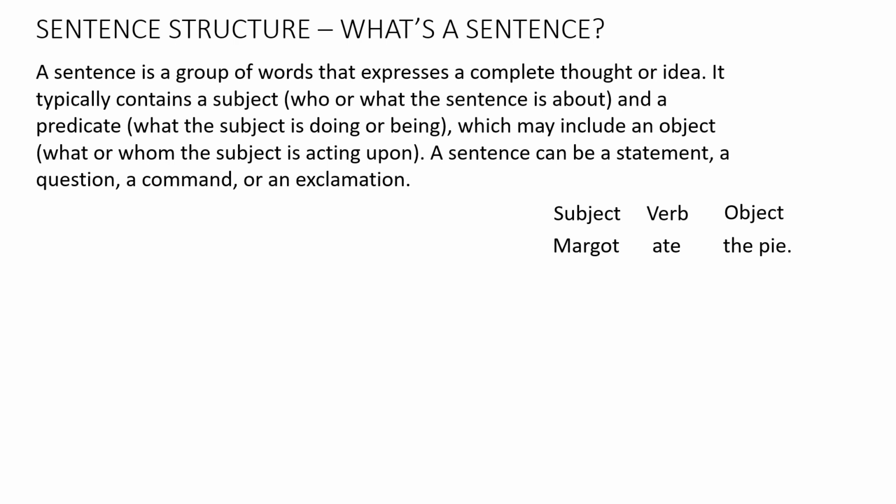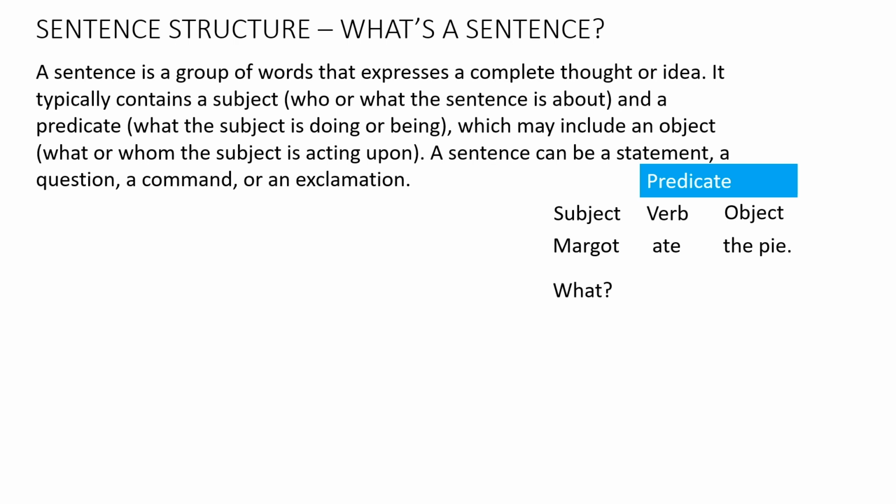Now, as mentioned earlier, not every sentence will have an object in it, but most sentences in English will have a subject and a verb. Now, the verb and the object can be rolled up into a term called a predicate. And as mentioned, a predicate is basically what the subject is doing or being.